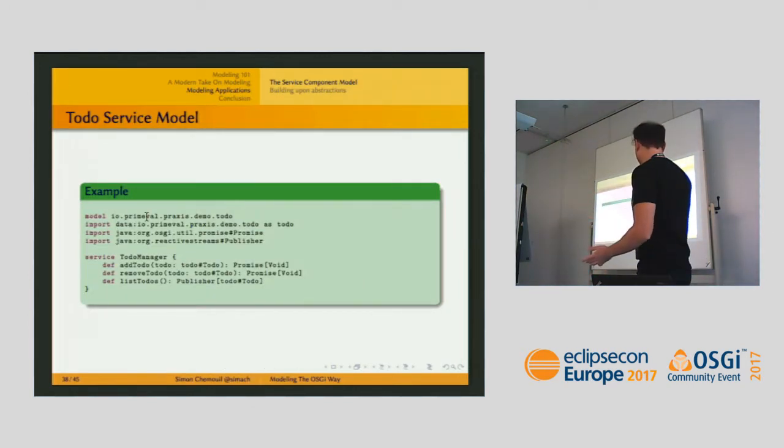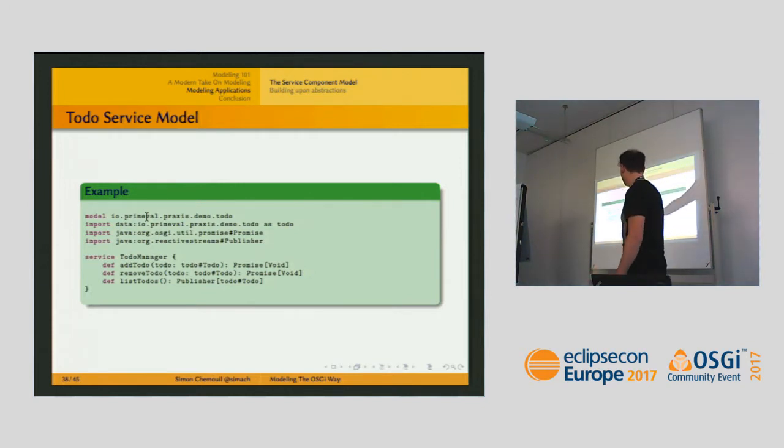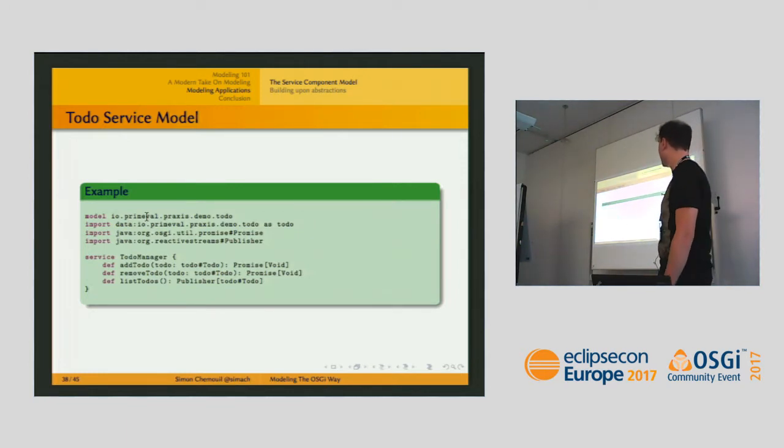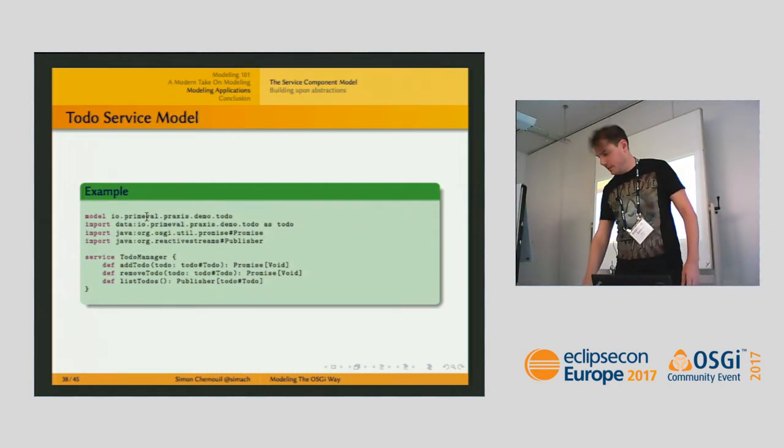Then I can define a service. The same goes, I can just import from the to-do model that I just have, the data model. I can import it completely as to-do and refer to the to-do type. And I can obviously refer to some Java types like the OSGi promise and the reactive stream publisher and say, okay, this is going to be an async or reactive service because I'm providing promises when something is done.